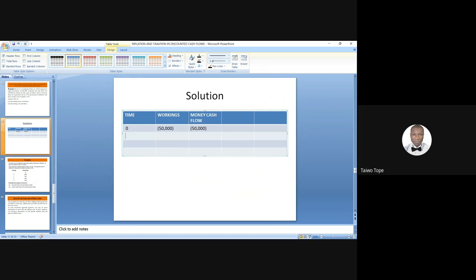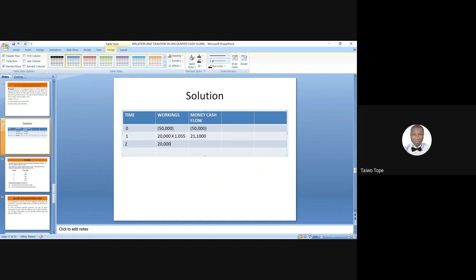At year one, the inflow is 20,000. What will be the inflation effect? 5.5% is 0.055. Based on inflation, in today's prices, it will be 1.055. To increase 20,000 by 5.5%, it will be 1 plus 0.055, and you have 1.055. When you multiply, you should have a money cash flow of 21,100.